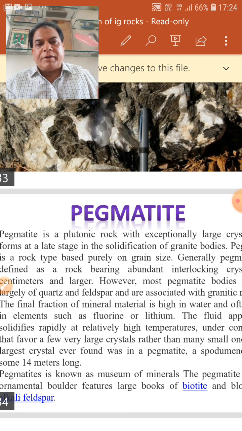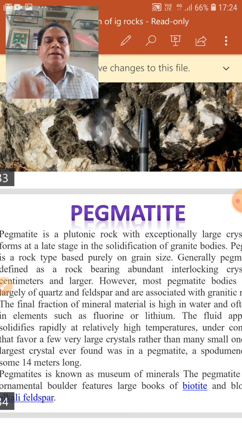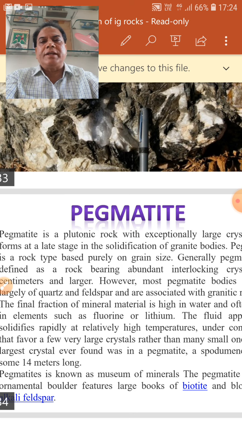There are more mafic minerals in granodiorite than granite. There are more mafic minerals in syenite than granodiorite. There are more mafic minerals in diorite than in syenite, and more mafic minerals in gabbro than diorite. So sequentially there is a continuous increase in the mafic minerals, and naturally, once there is an increase in mafic minerals, there will be a decrease in the felsic minerals.